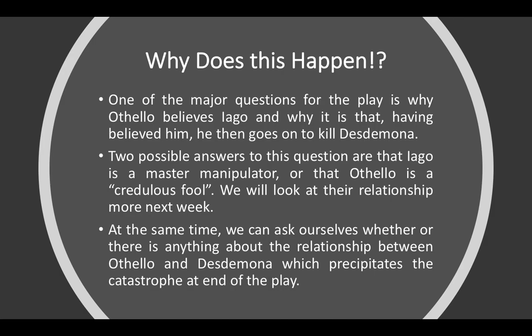One of the major questions for the play is why Othello believes Iago, and why it is that, having believed him, he then goes on to kill Desdemona. So there are two possible answers to this question on the level of Iago and Othello's relationship. One of which is that he's a master manipulator, and the other of which is that Othello is a credulous fool, which is a term that Iago uses. And it just means that he's gullible, that he believes people when they talk to him and when they tell him things. And we can look at that next week.